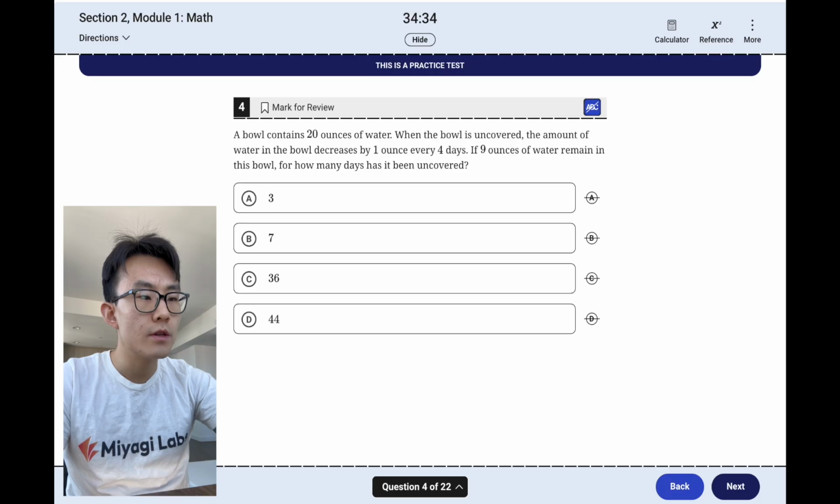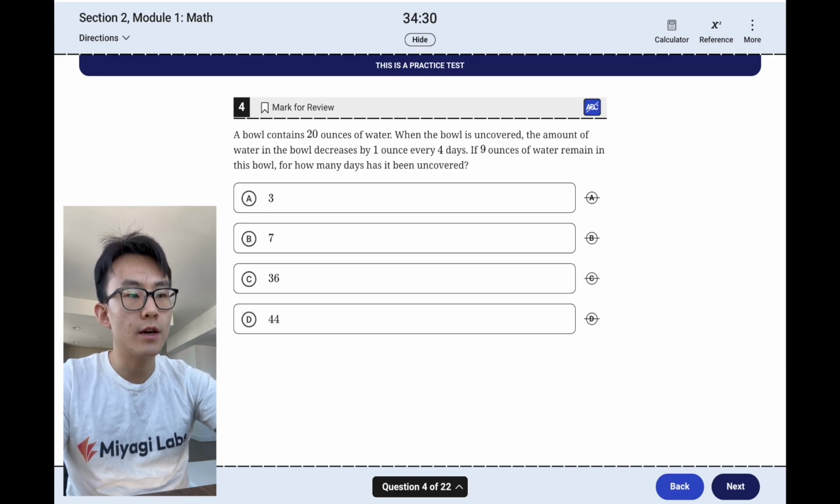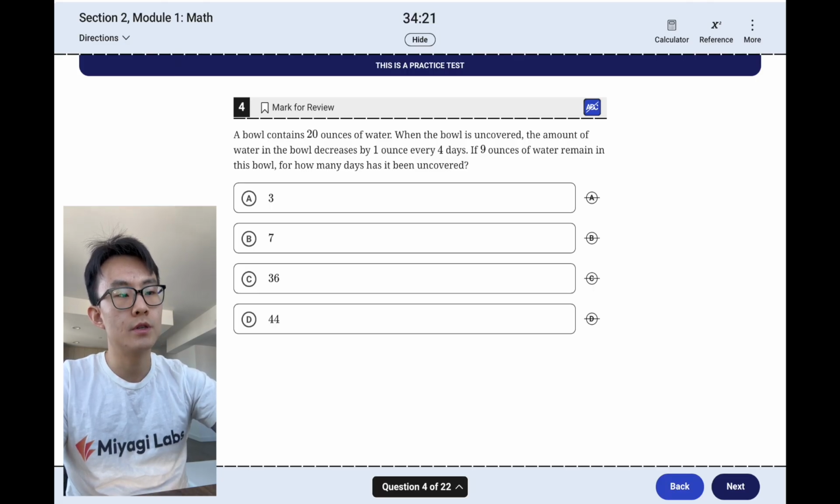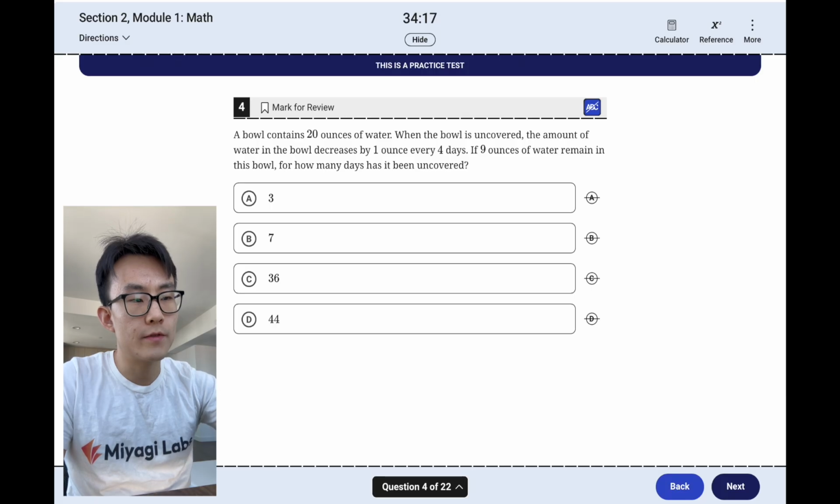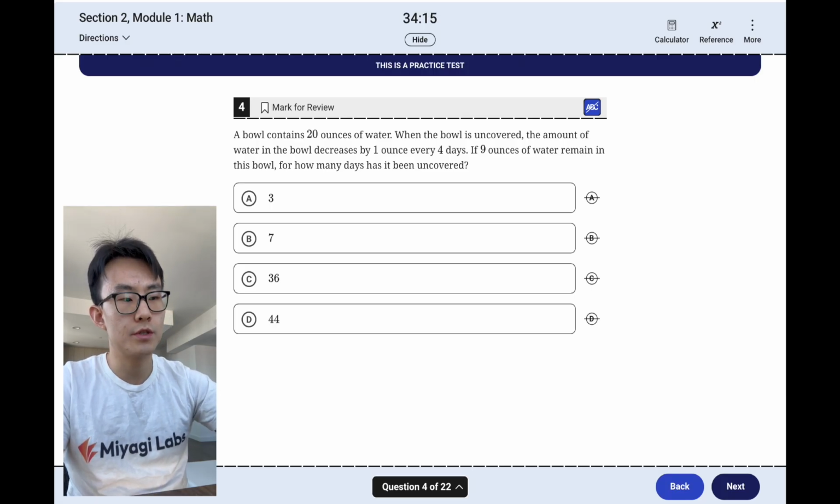20 ounces, 1 ounce every 4 days. If 9 ounces remain, which means 11 ounces have been taken out. 11 ounces every 4 times 11, which is 44 days.